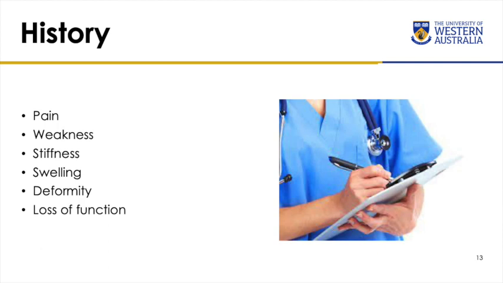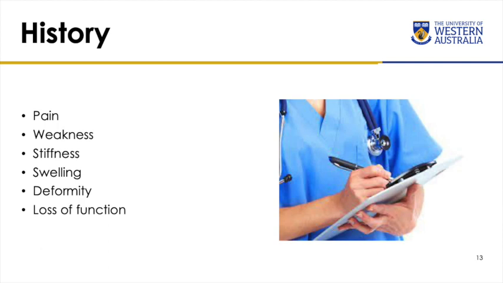Stiffness can be progressive and severe, which may be the case in adhesive capsulitis or frozen shoulder. Swelling can be as a result of a joint effusion or muscle or bone swelling, which the patient won't be able to differentiate.